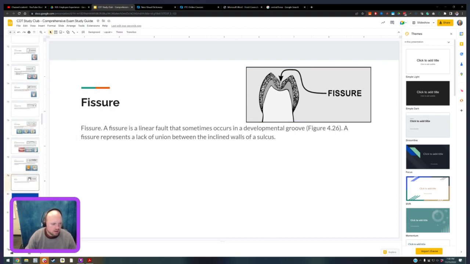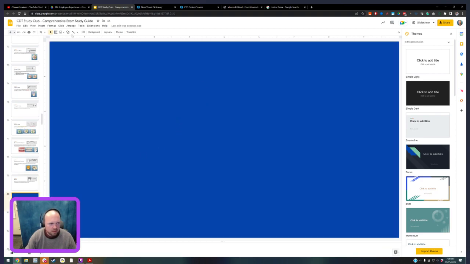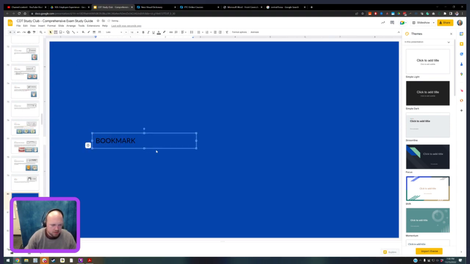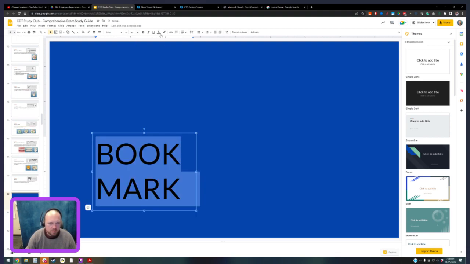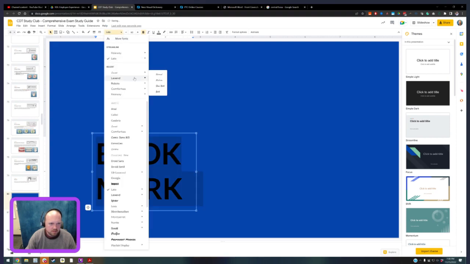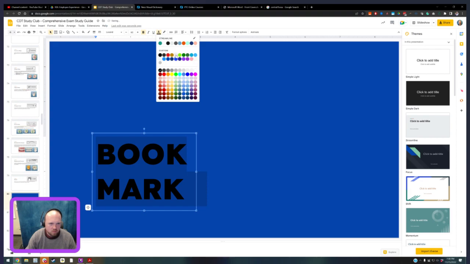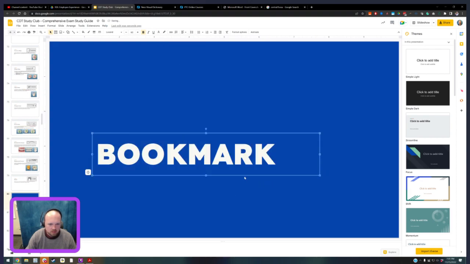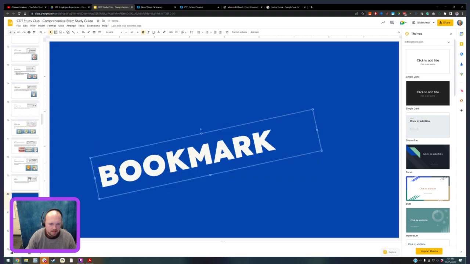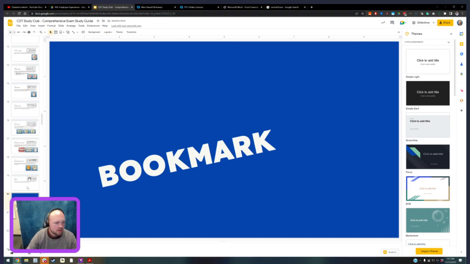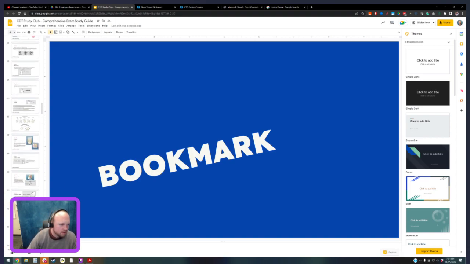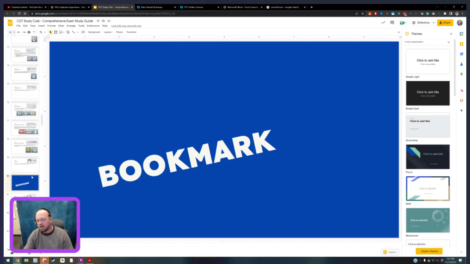We've got our little marker here. We're using a little bright blue bookmark. In fact, we'll just go ahead and put in bookmark. We can just keep moving this around. Give that some big old text. Make it big, make it bold, and make it white. We'll just angle it a little bit, and this is our bookmark. So that's where we'll pick up next week. We've got our new resources. So we got about a dozen and a half slides in. Just keep working on it.